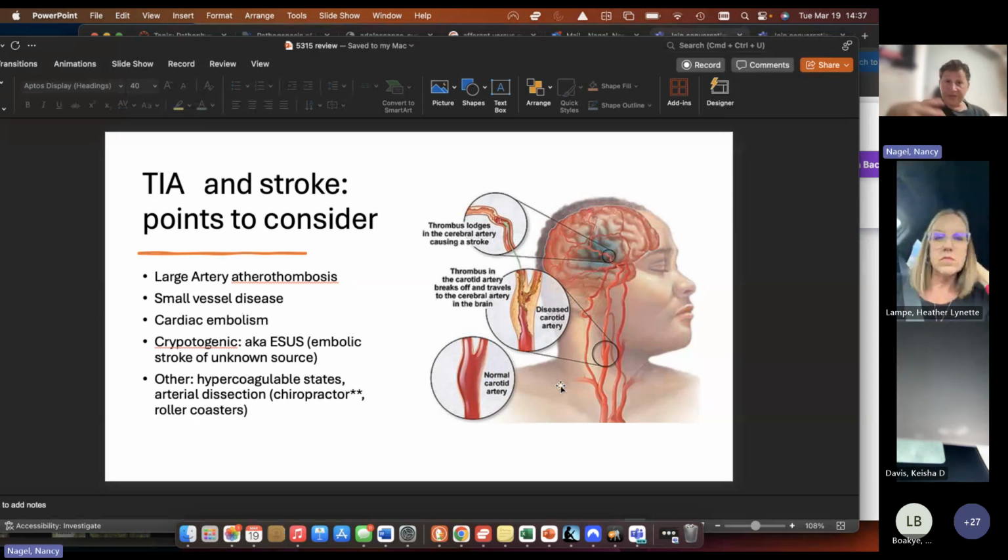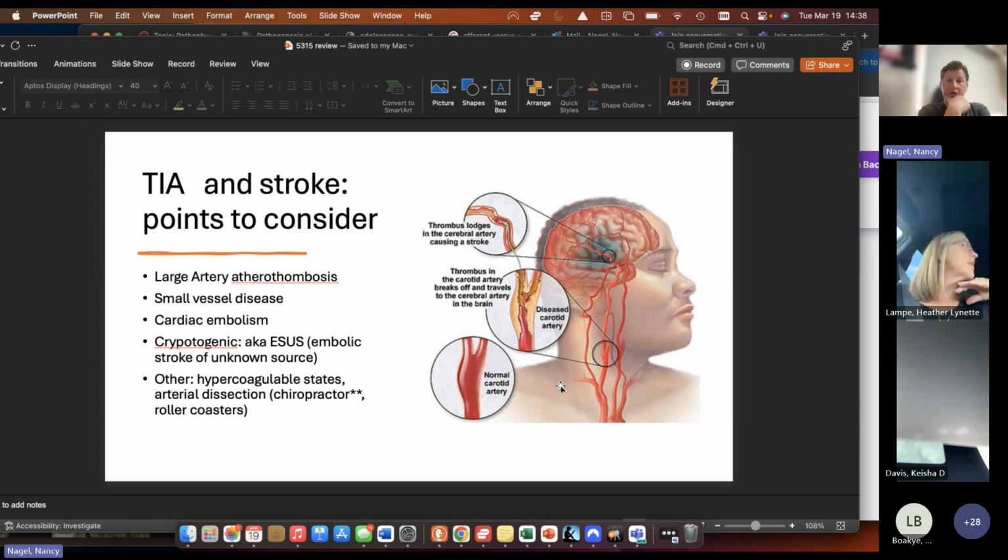Now, there are some other reasons that we can have strokes or TIAs, and those really weren't covered by our material, but I just wanted to touch on them a little bit. One of them can be a hypercoagulable state. So if somebody comes in with stroke multiple times, we start thinking, okay, is there a genetic problem? Is there a reason that they are having higher likelihood for strokes? And then we go look for that.